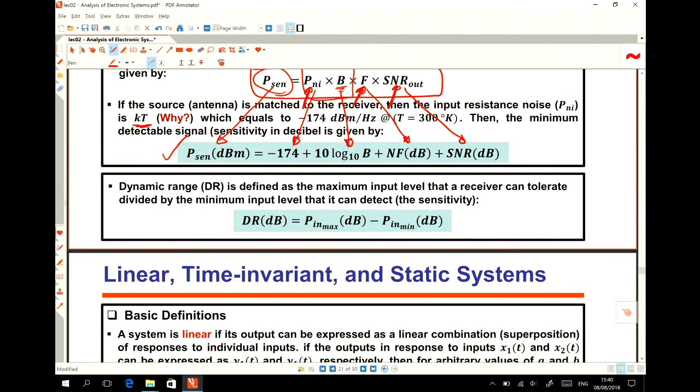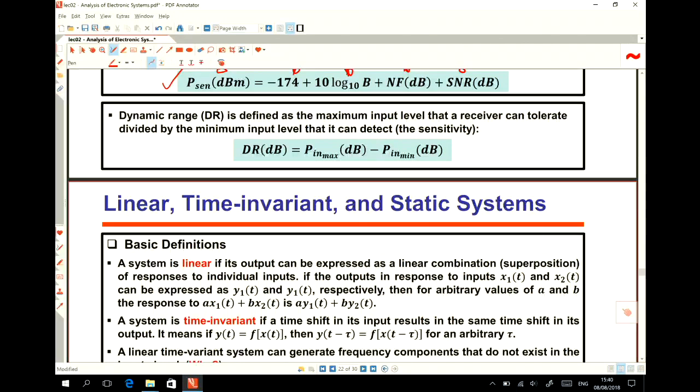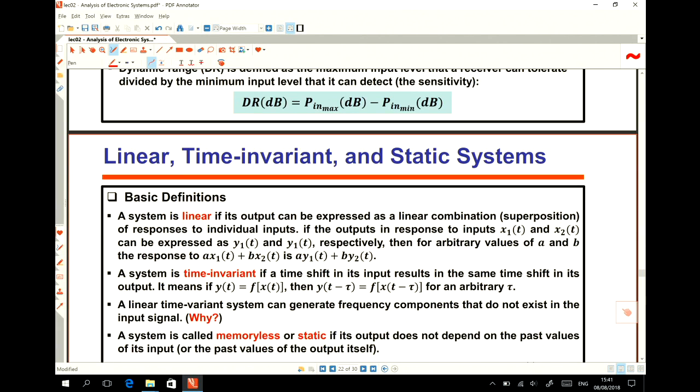And then we define the dynamic range. The dynamic range is equal to the maximum power that we can tolerate minus the minimum power that we can tolerate. The minimum, we already saw, is the sensitivity of the receiver. And the maximum we will see at the end, what's the maximum power that we can tolerate in a receiver. Any question on the sensitivity?